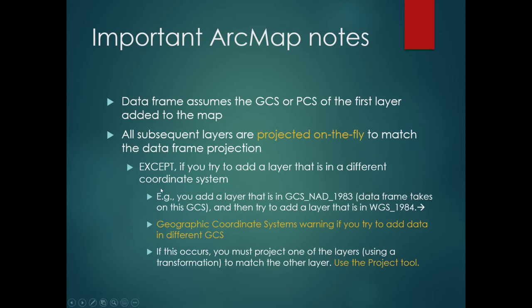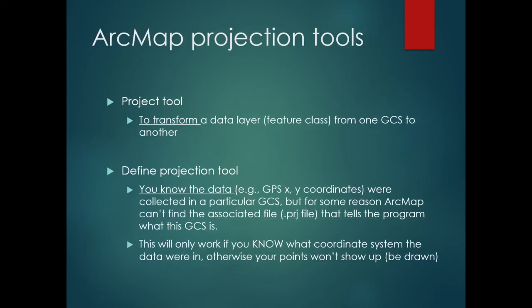If you try to add a layer that's in a different geographic coordinate system, you will receive a geographic coordinate systems warning, and that's when you use the Project tool. The Project tool then transforms a data layer, or a feature class rather, from one geographic coordinate system to another.